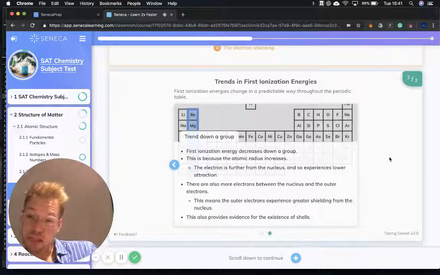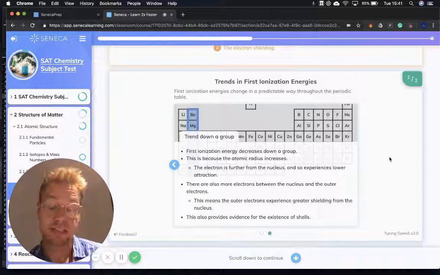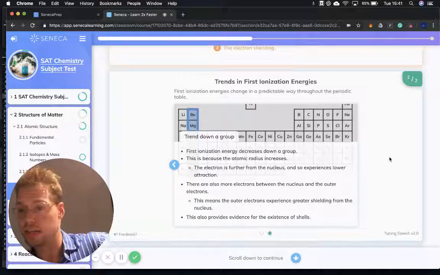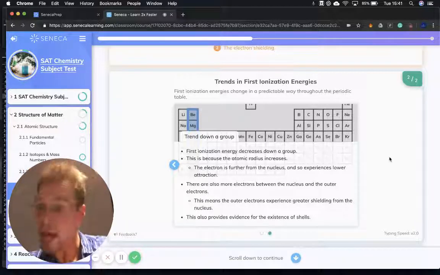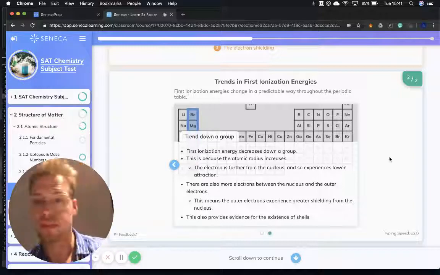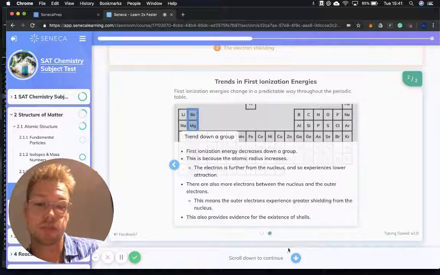And fun fact, the fact that ionization energies decrease as you go down a group provides evidence for the existence of shells. This is because, remember, down a group, the nuclear charge is increasing. There are more protons. So you'd expect ionization energy to go up, but it doesn't, and that's because of these electron shells. They're going to be shielding each other from that positive charge.